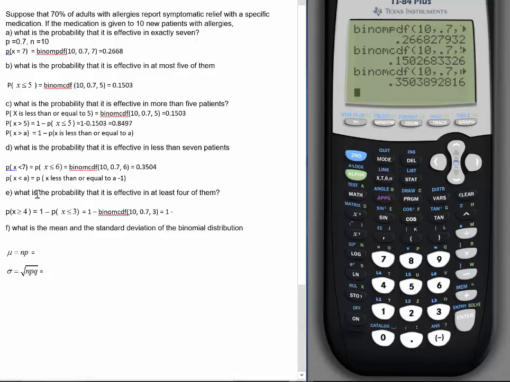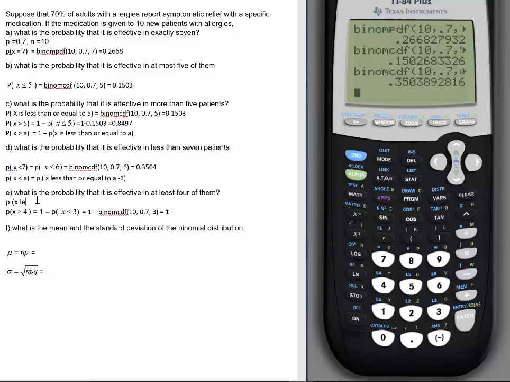E. What's the probability that it's effective in at least 4 of them? Okay, at least 4 means what? 4 or 5 or 6 or 7 or 8 or 9 or 10. That's what we want. What is it that we excluded? We excluded the 3, the 2, the 1, the 0. What I can do here is use the calculator to find the probability of the ones that we excluded.